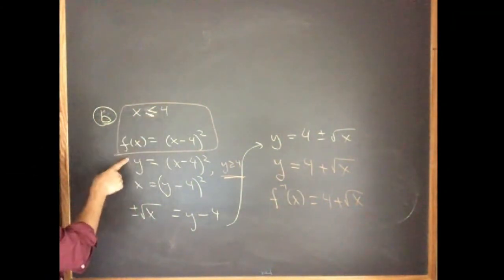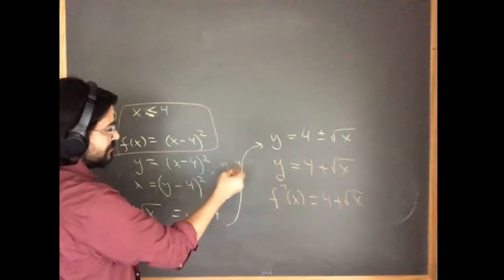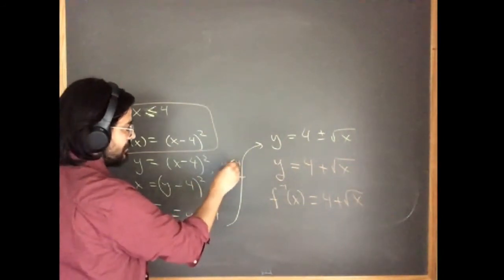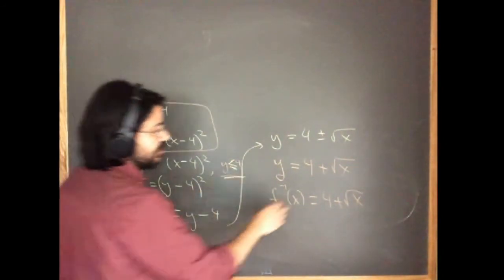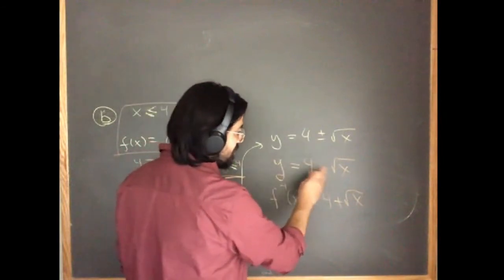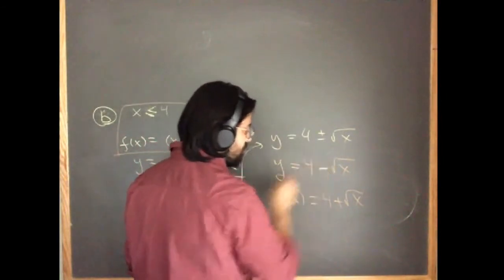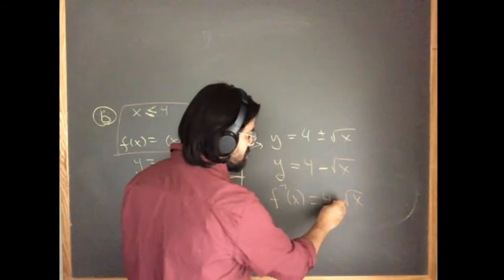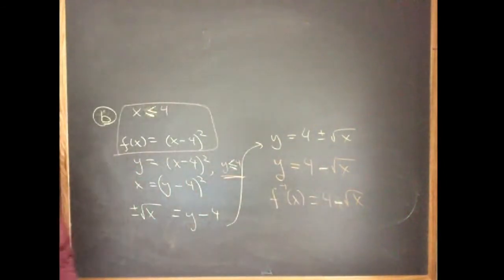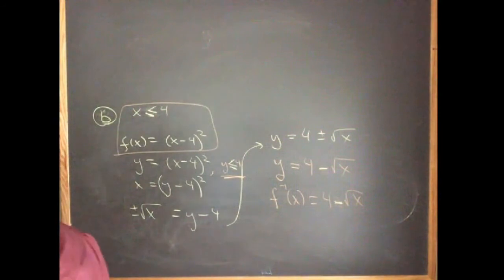Well, that means that when we do this swap over here, we wouldn't get y is bigger than or equal to 4, we'd get y is less than or equal to 4. And so here, instead of picking the plus, we would have to be smaller than 4, so we'd have to subtract. And over here, we would subtract as well, okay? So for part B, it's just 4 minus the square root of x. It's the other choice, right?